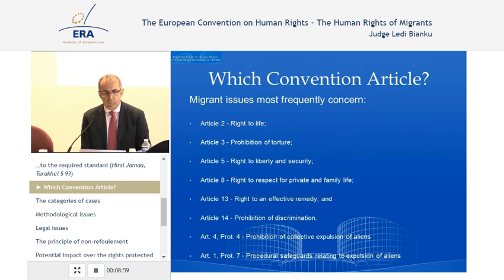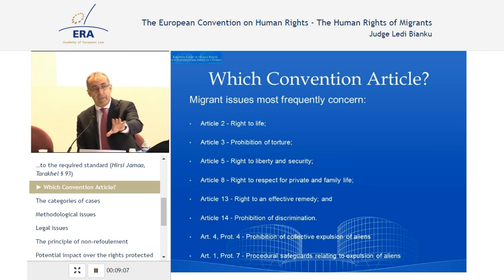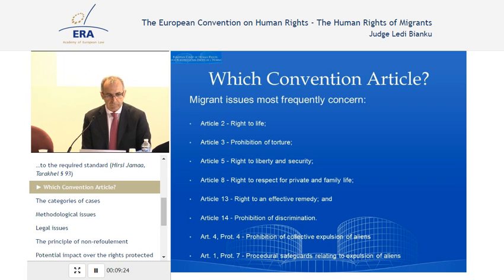So the question is, which Convention article? These are mostly the Convention articles entering into play, which, I repeat, at the beginning, none of those was conceived to play any role for asylum seekers. Now you have a full body of case law related to these articles protecting the asylum seekers and migrants.